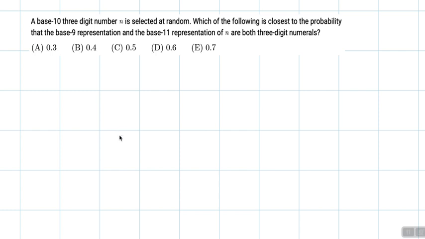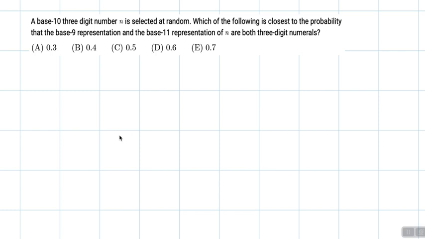A base 10 three-digit number n is selected at random. Which of the following is closest to the probability that the base 9 representation and the base 11 representation of n are both three-digit numerals? We know that the base 11 representation, when it's all digits, will be a smaller number than n, and the base 9 representation will be a bigger number than n.